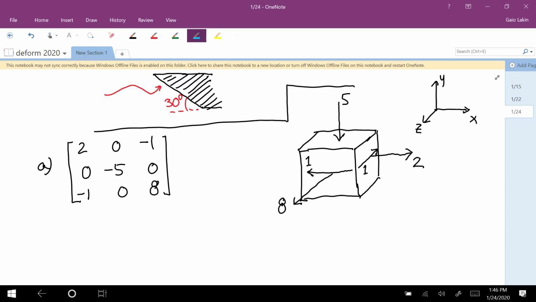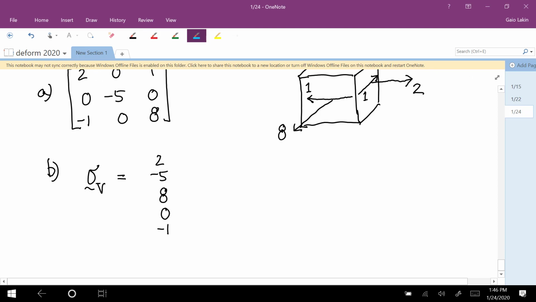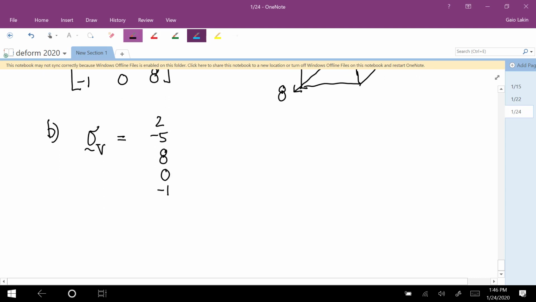What about the Voigt stress? So the Voigt stress, first we do the diagonal elements. So 2, -5, 8. And then we do YZ. Then we do XZ. And then we do XY.